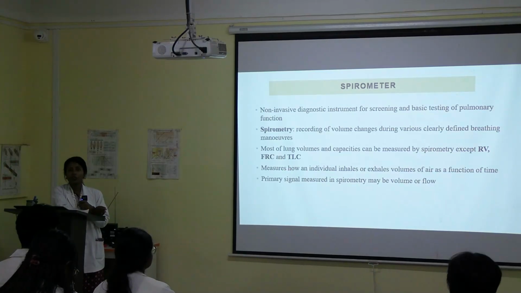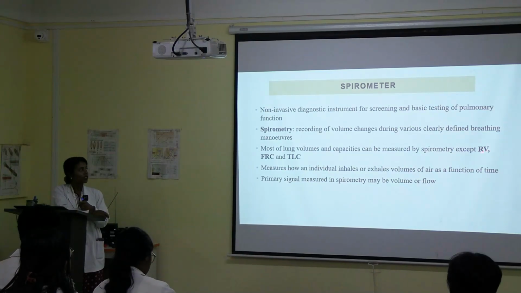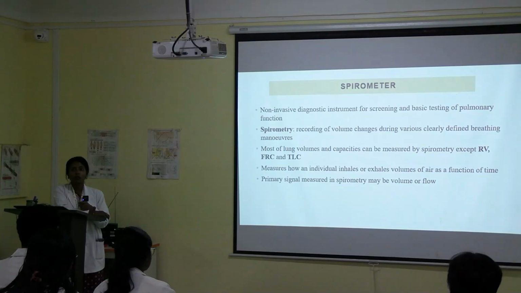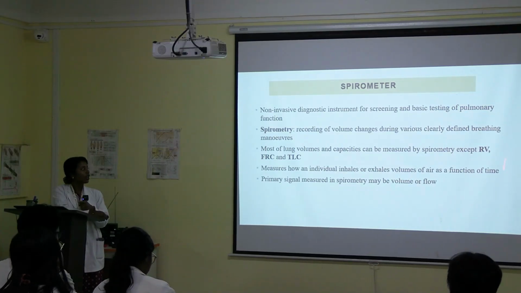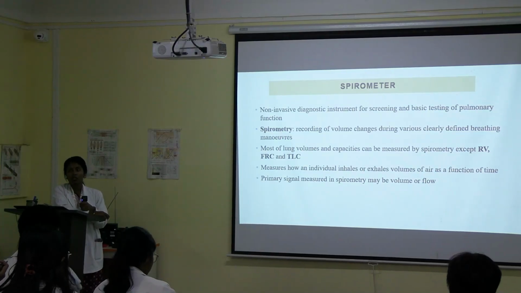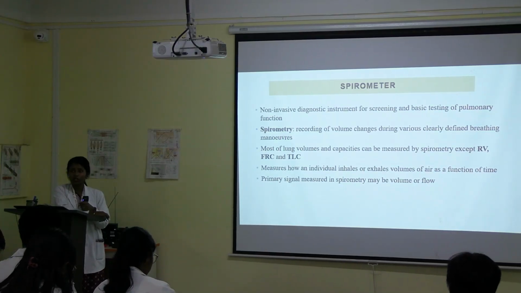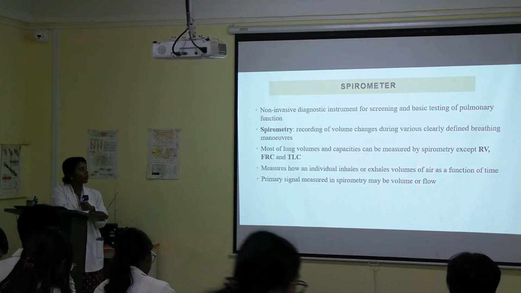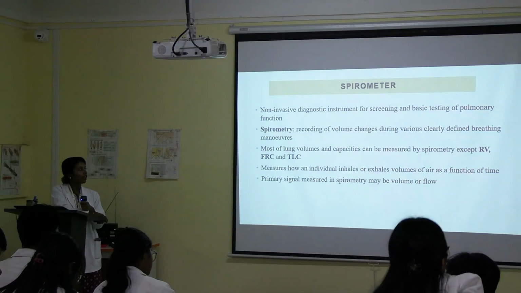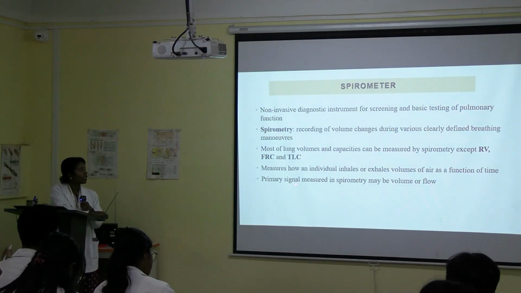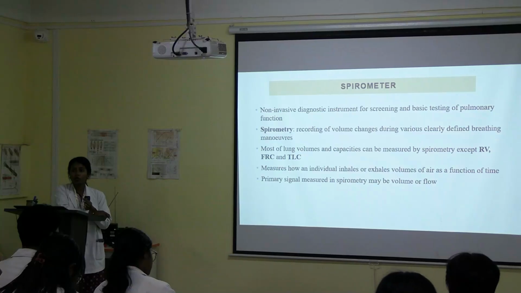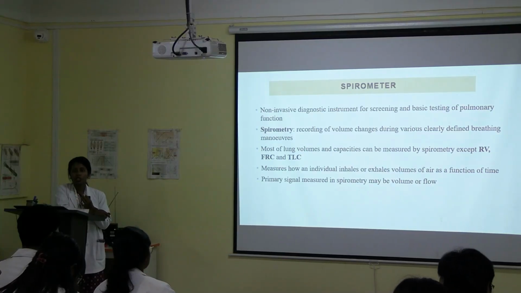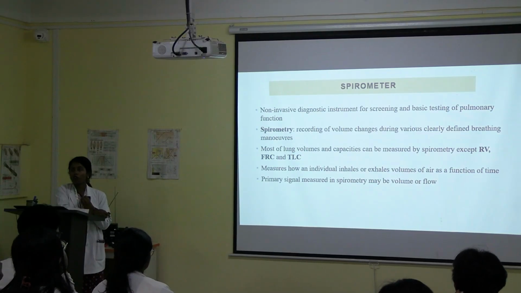So when you get your practical, if you are asked which are the volumes you cannot measure, your answer should be residual volume, FRC, and total lung capacity. You cannot measure them by your simple spirometer. So it measures how an individual inhales or exhales volume of air as a function of time. Then the primary signal measured by a spirometer may be the volume or the flow. So we will be measuring the volume of air or the flow.